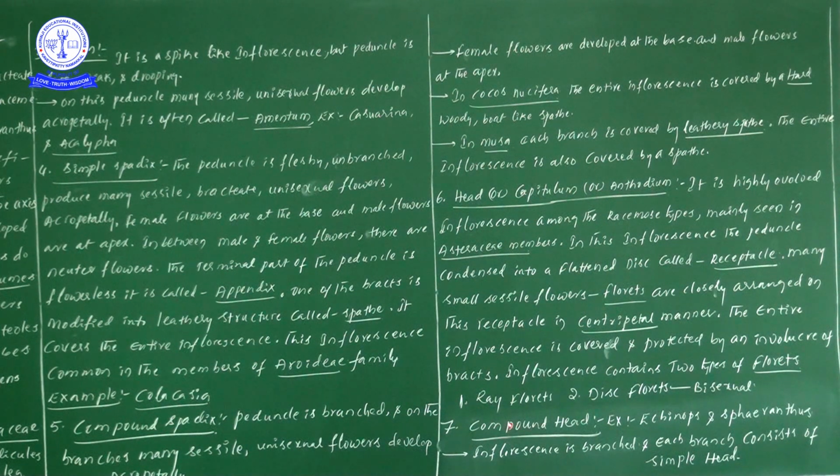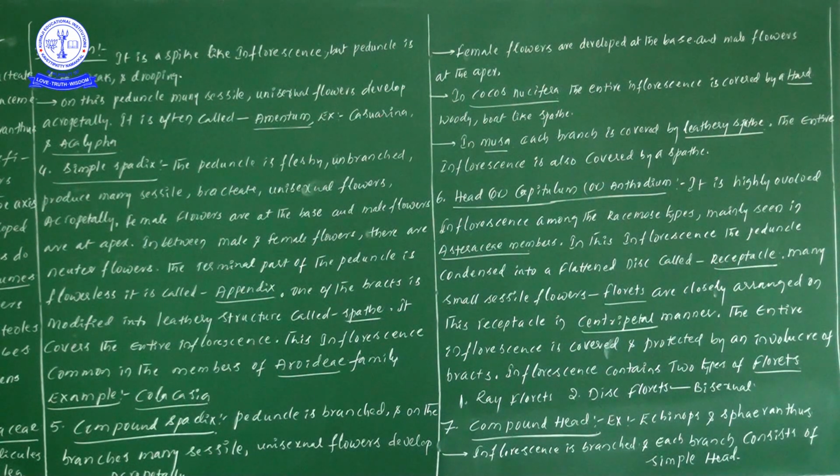So the peduncle is branched, and again on each and every branch there is a simple one. For simple head, we didn't write anywhere, don't think like that. Simple head is nothing but head inflorescence. Head or capitulum or anthodium is nothing but simple head. This entire inflorescence is present on the branches of the compound head. Best examples are echinops and sphaeranthus.